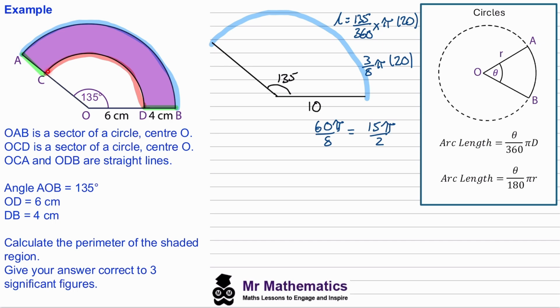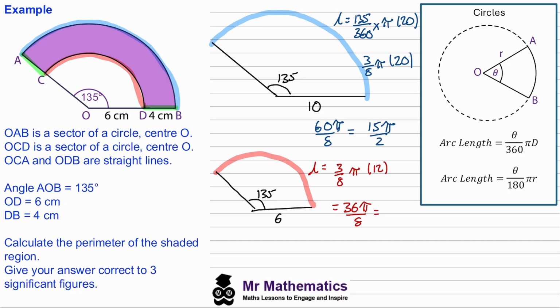If we move on to the smaller arc length, we'll have the same angle of 135, but now the radius is the 6 centimeters. So this arc length will be the same fraction of a circle, which we simplify to make 3/8, times pi, times the diameter of 12. So we'll get 3 times 12, 36 pi over 8, which we can simplify, divide both by 4, and we get 9 pi over 2.